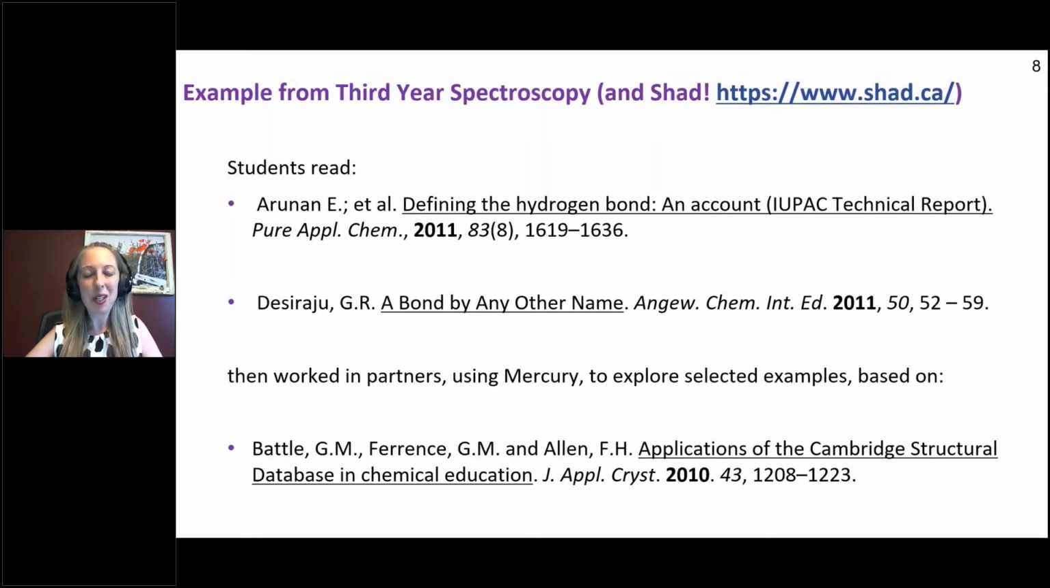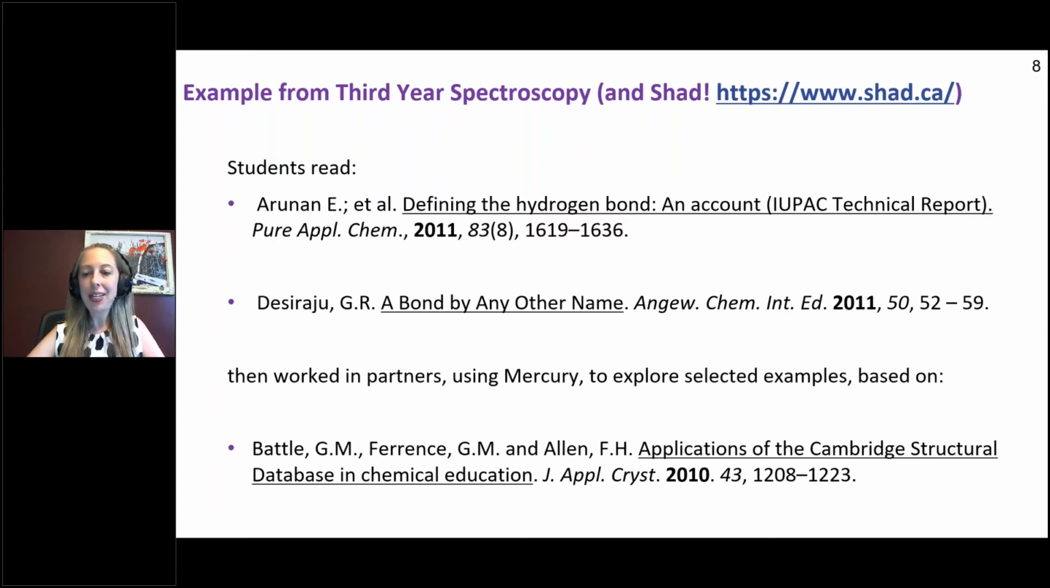And so I did a workshop with these students, timed to coincide with the IUPAC technical report on defining the hydrogen bond and Desiraju's paper on a bond by any other name. And so tying this redefinition of a traditional hydrogen bond being the result of a highly electronegative atom directly bonded to hydrogen interacting with another highly electronegative atom. We actually looked at several examples that were from this paper on the applications of the Cambridge Structural Database.